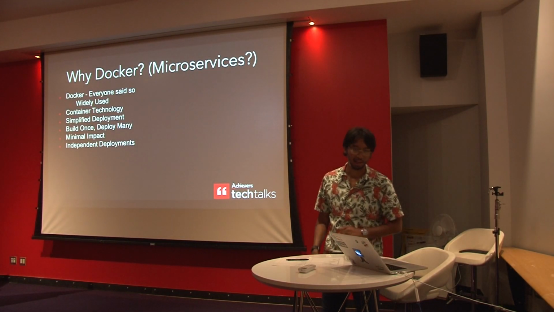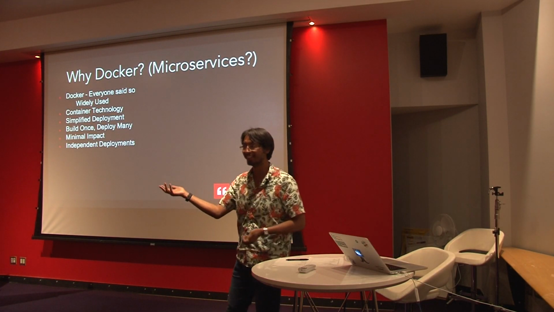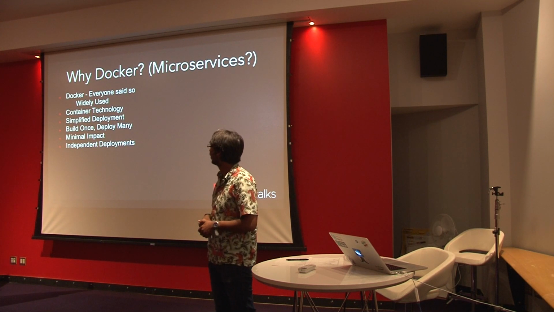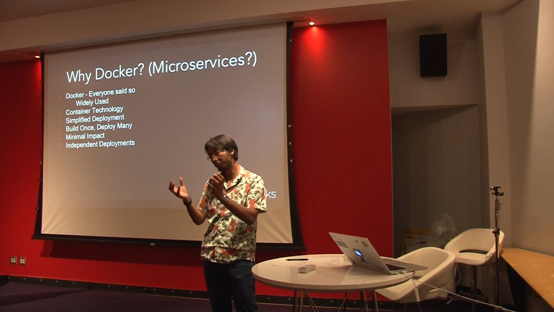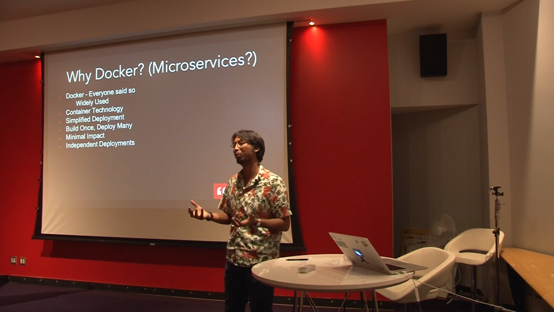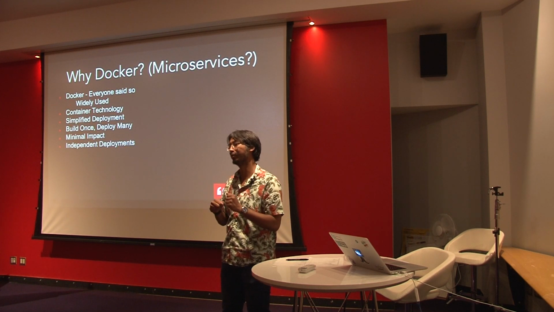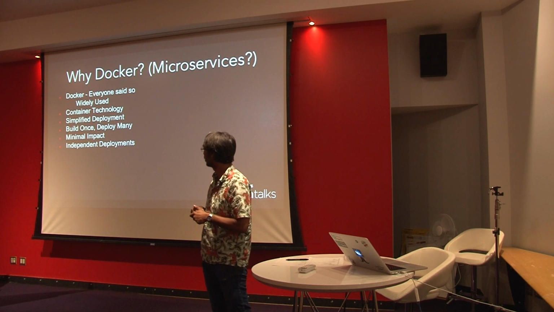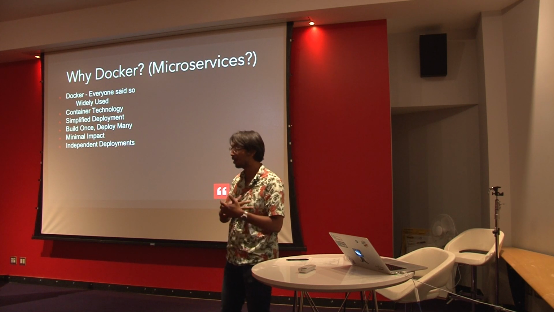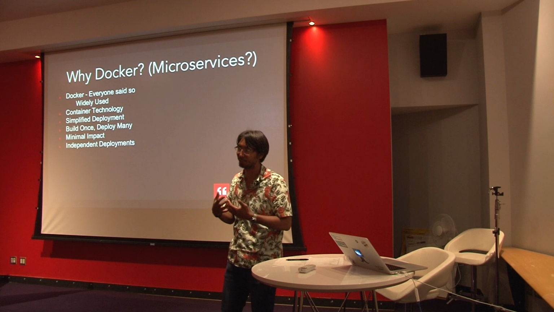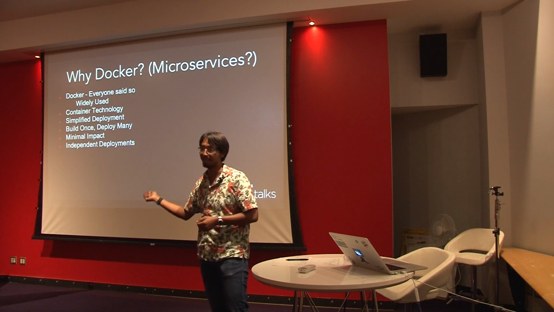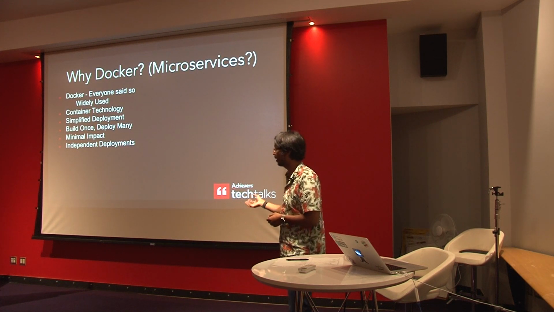And then why Docker? Everyone uses it. Everyone knows about it. When I asked if you didn't know, everyone just kept their hands closed, so everyone knows about it. It's container technology. Container technology helps you bundle your code and your dependencies all together. It helps simplify deployments. Deploying containers is quite simple. I'll show that a little later. It works on a build once and deploy many philosophy. And for our purposes, it's minimal impact, meaning we could use everything above and not have to impact our core business. And that means independent deployments. You can just deploy containers independently of your main package.